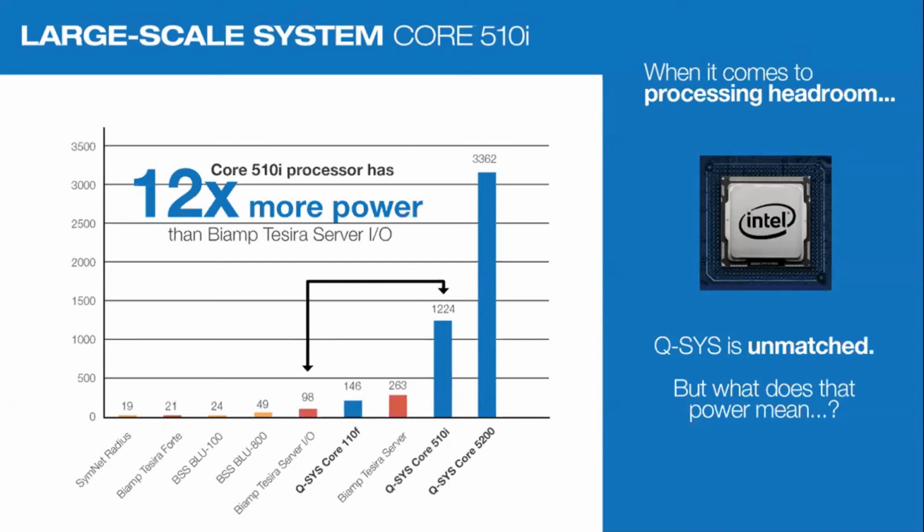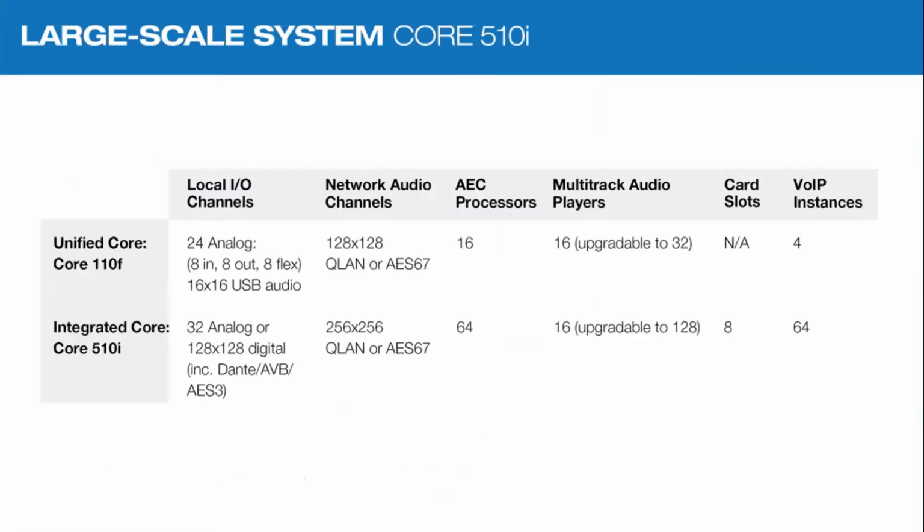In terms of DSP, it's roughly 5 or 10 times more powerful than a Core 110. And the numbers are quite startling. Compared to a Core 110, one of the biggest major differences is that we have the ability to run up to 64 AEC processors. As we saw with the Core 110, the major limitation with centralized systems is the amount of AEC that we can do.